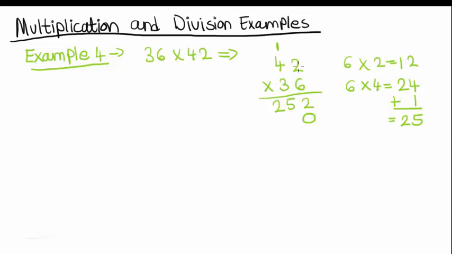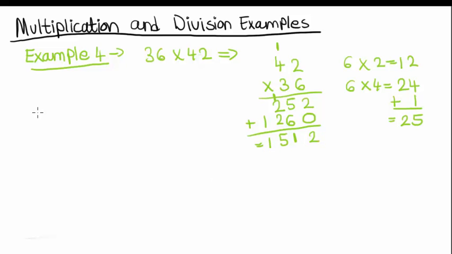Now I do 3 times 2 to give me 6. Since there is no carrying over, I just write the 6 right below the 5. And then in the final step, I do 3 times 4 to give me 12. Next, I add 252 together with 1260 to give me my final answer. So my final answer of 42 times 36 is 1512.